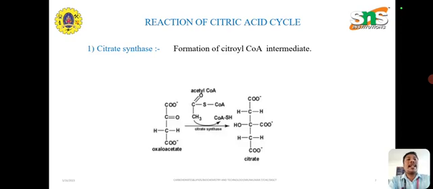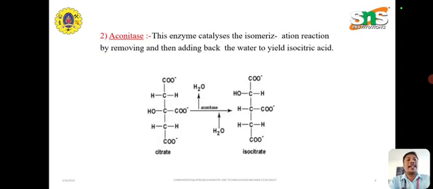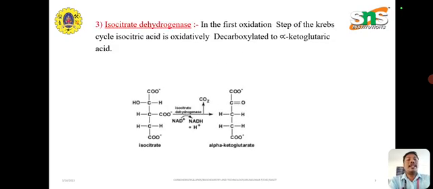So, the reactions of the citric acid cycle. First one, citrate synthase, that is formation of citroyl coenzyme A intermediate. Oxaloacetate is converted into citrate with the help of citrate synthase, an enzyme which helps the conversion of oxaloacetate into citrate. Next one, aconitase is an enzyme that catalyzes the isomerization reaction by removing and then adding back water to yield isocitric acid. So citrate is converted into isocitrate with the help of removal and addition of water.